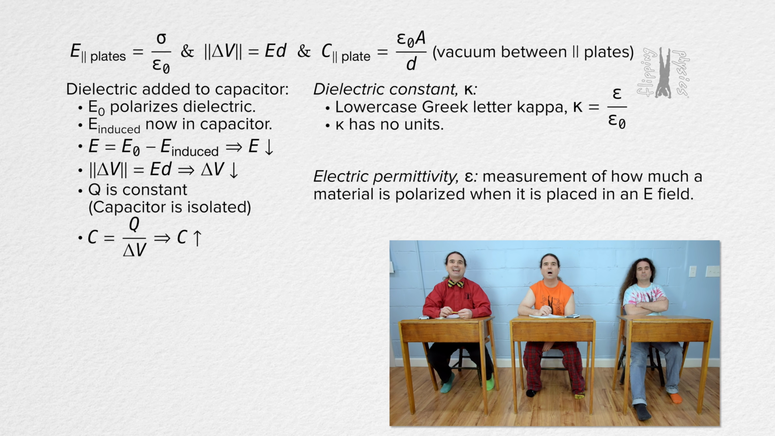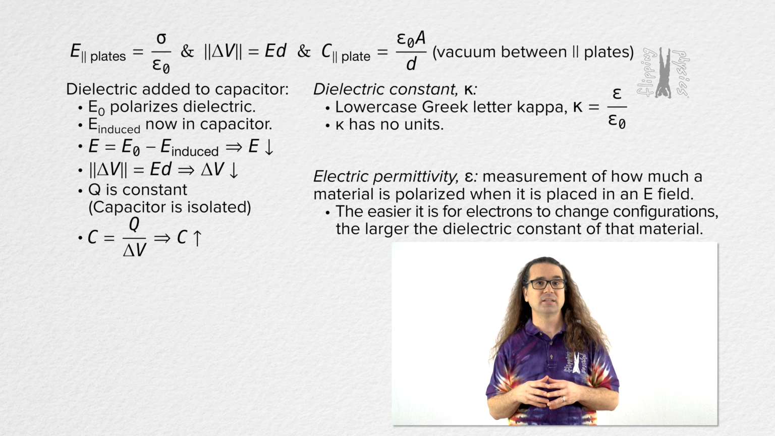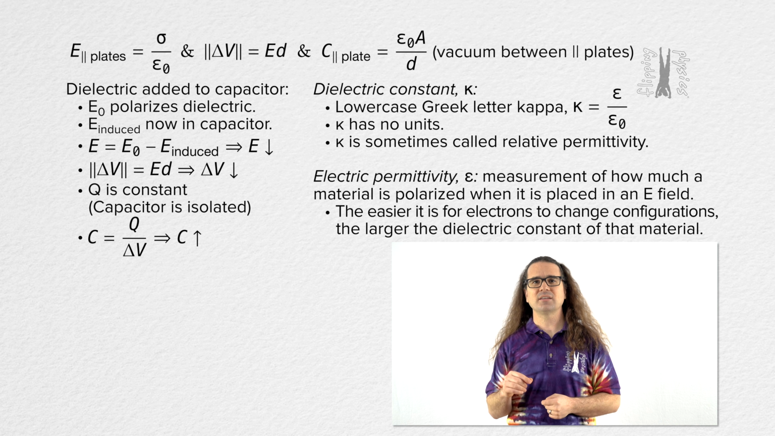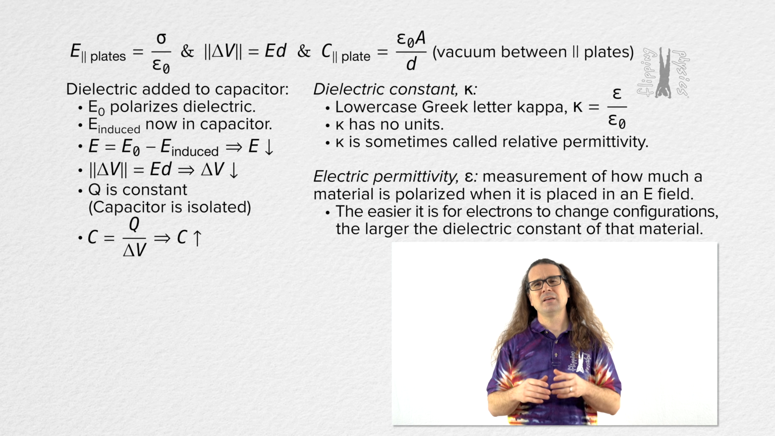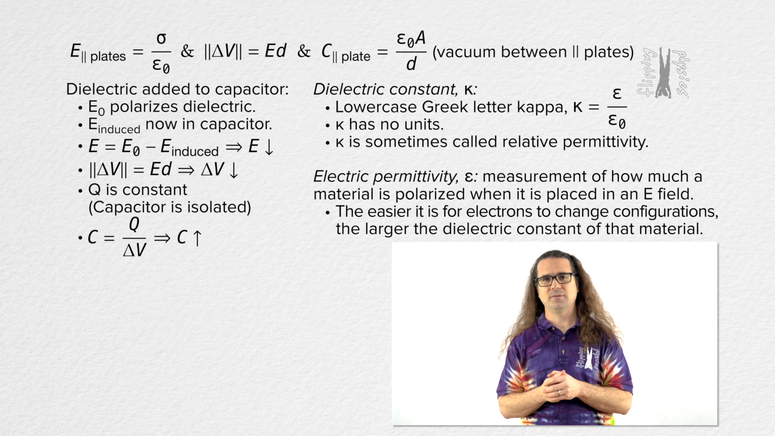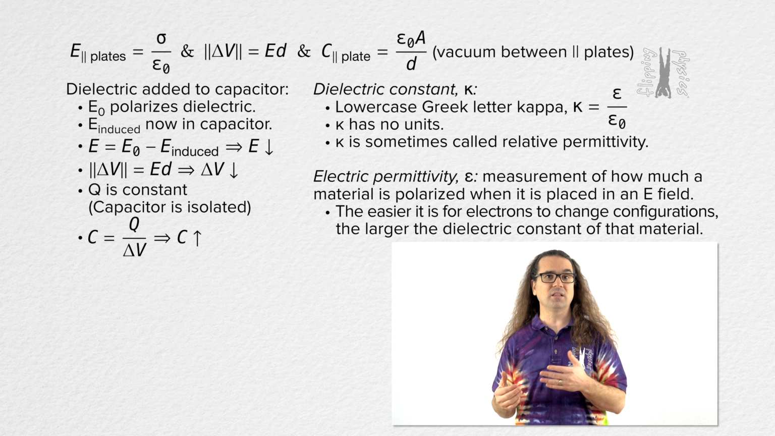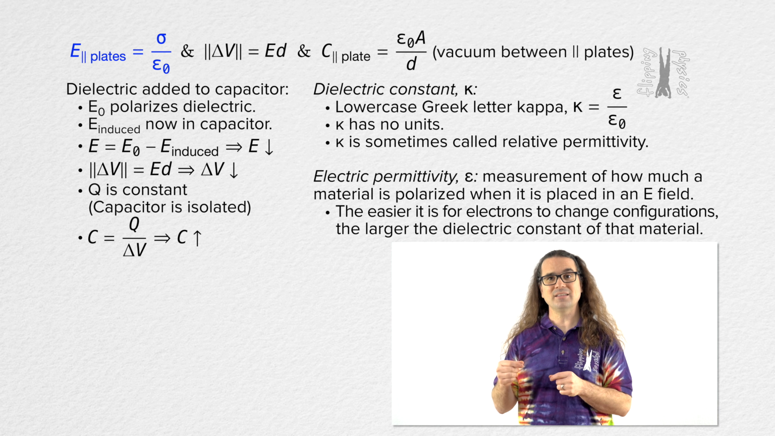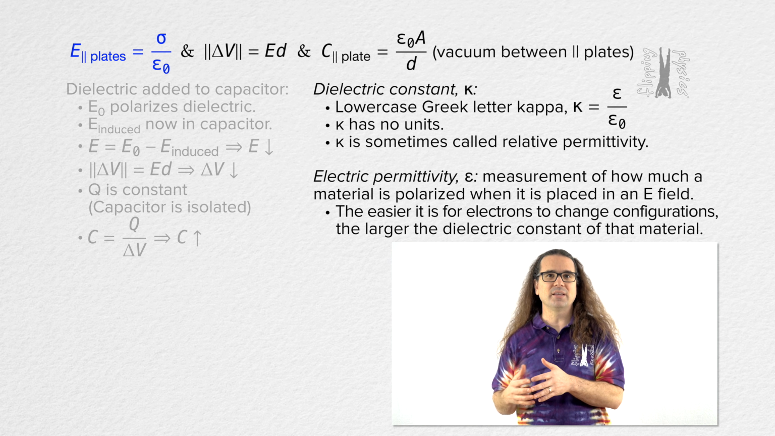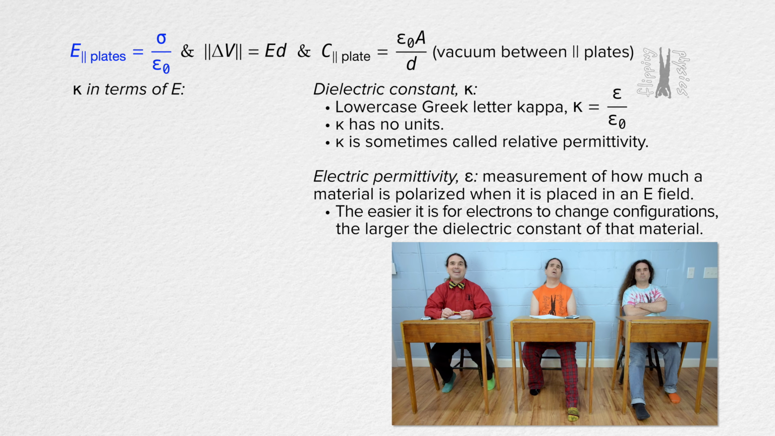Exactly, Billy. The easier it is for electrons to change configurations in a material, the larger the dielectric constant of that material. And sometimes the dielectric constant is called relative permittivity, but usually on the AP Physics exams, it is called the dielectric constant. Bobby, please use the equation we previously derived for the electric field between the two parallel plates when there is a vacuum between the plates to determine the dielectric constant in terms of electric fields.